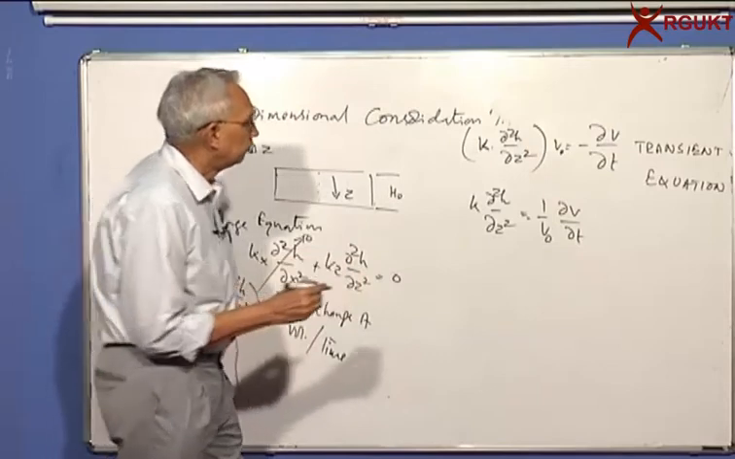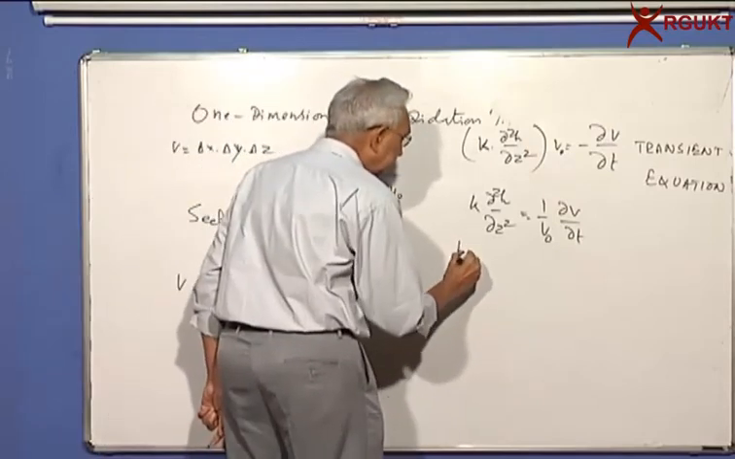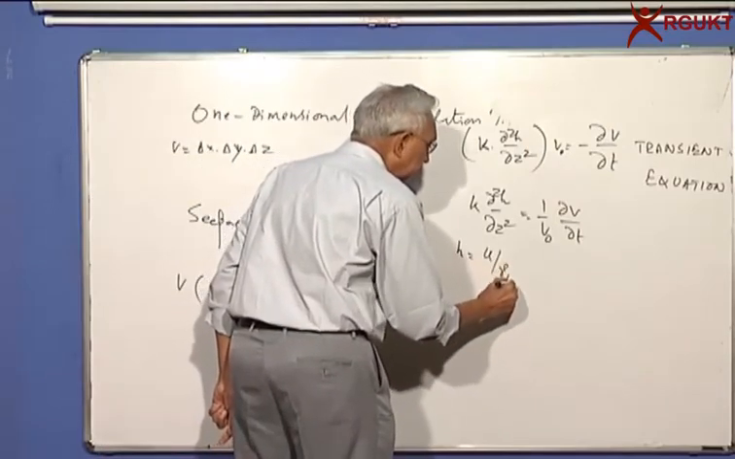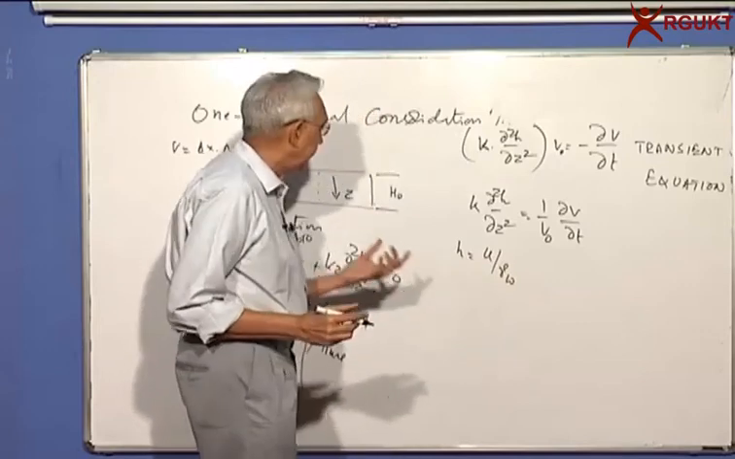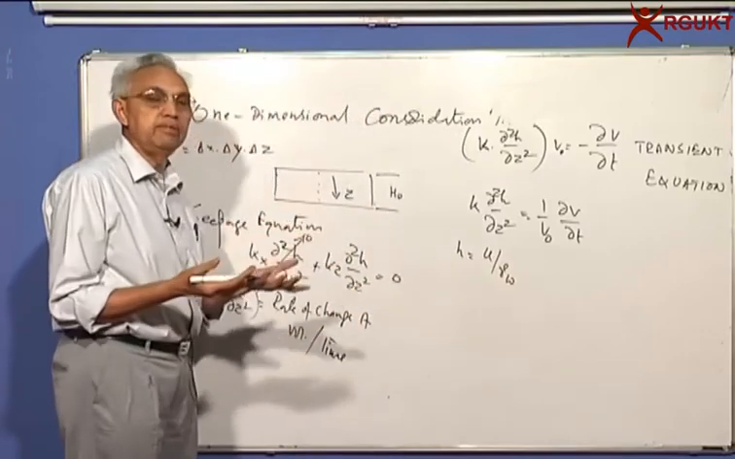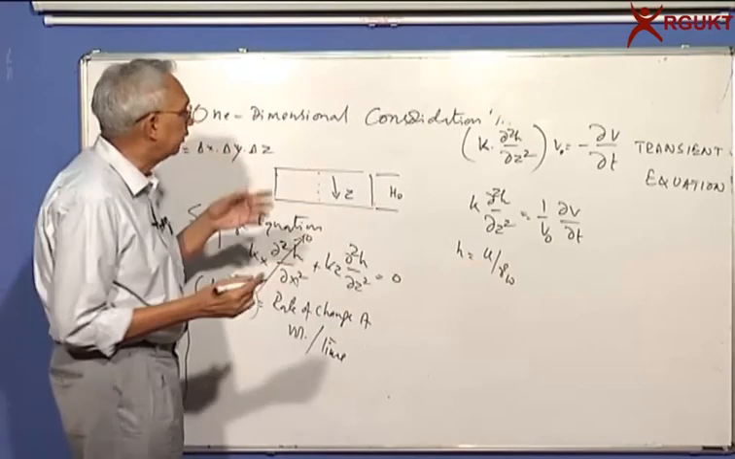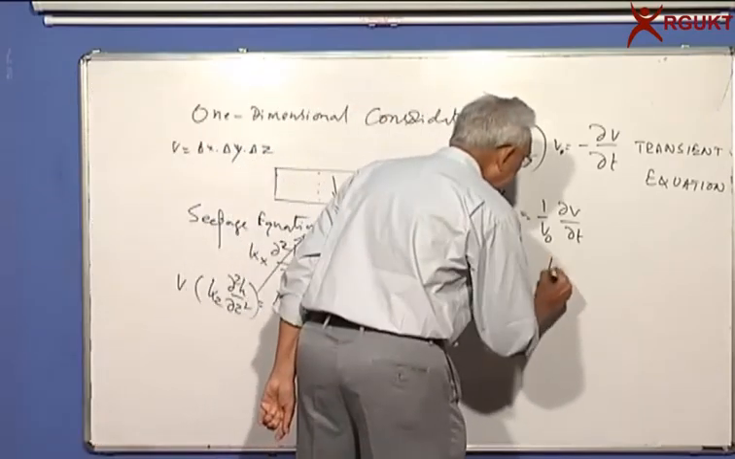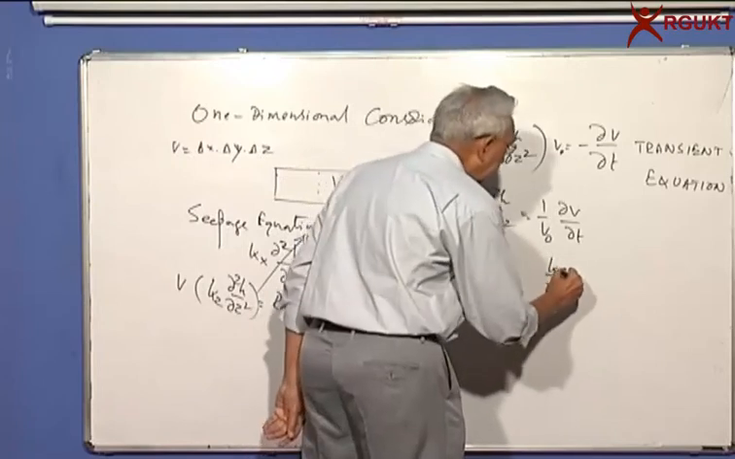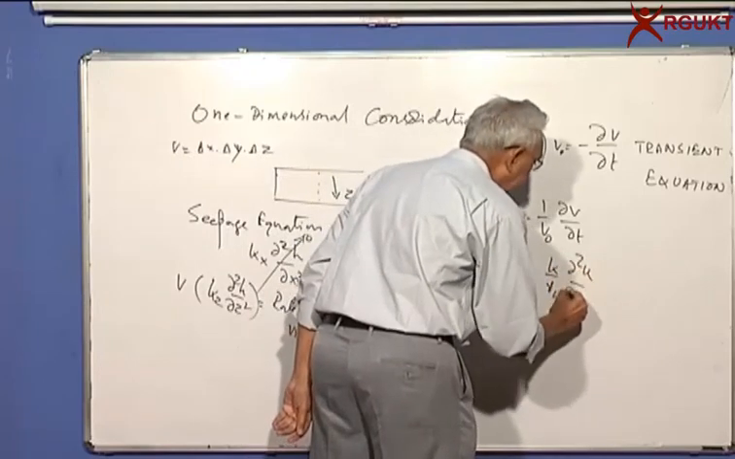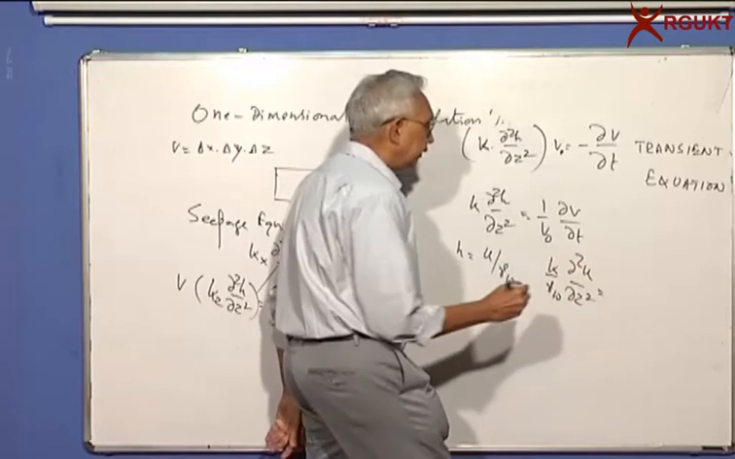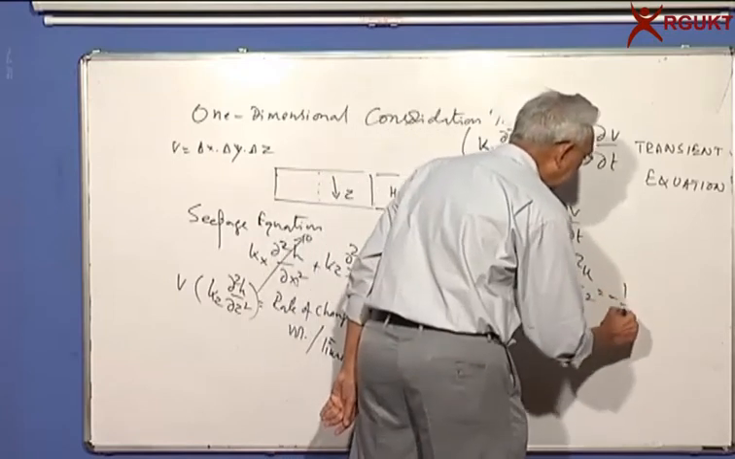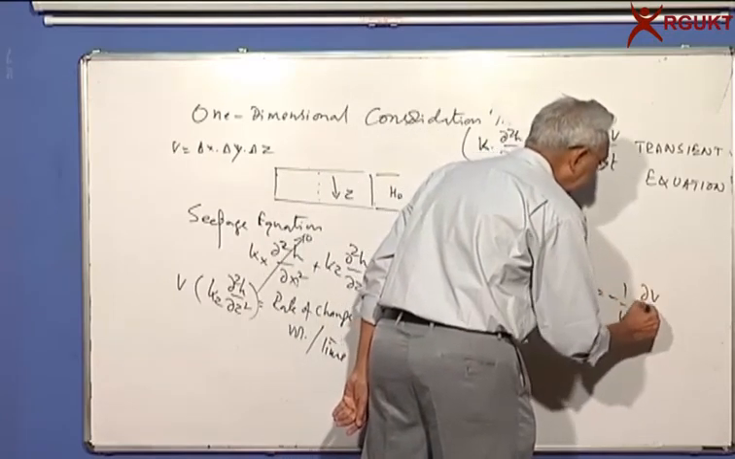So here, can I say that h is equal to u by gamma w? You know the head. Here again we get thin sample, so the elevation head is negligible, and you are only looking at some applied loading. So can I now write this as k by gamma w into delta square u by delta z square is equal to minus 1 by v naught delta v by delta t.